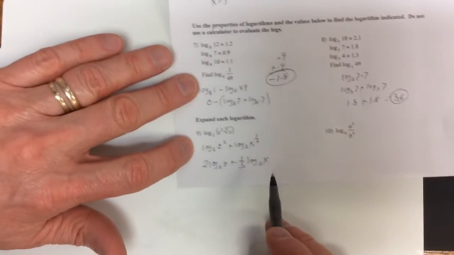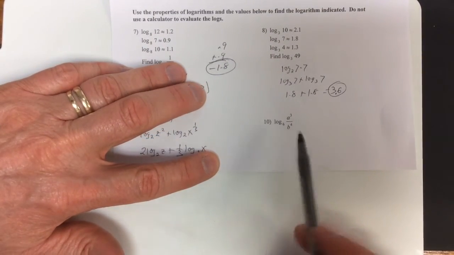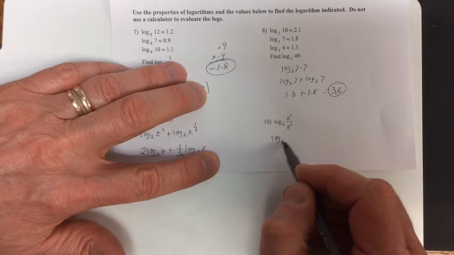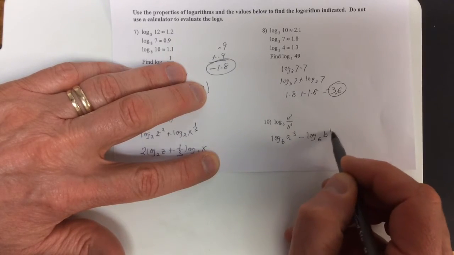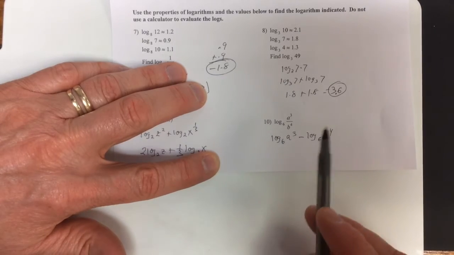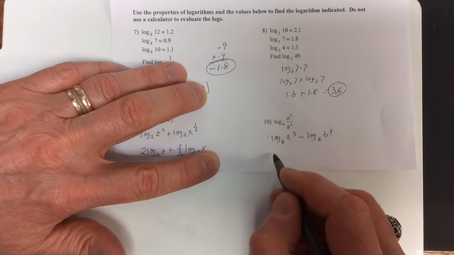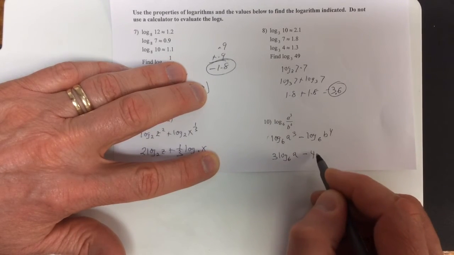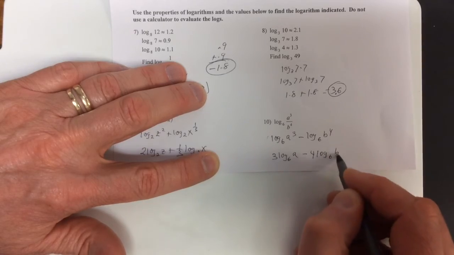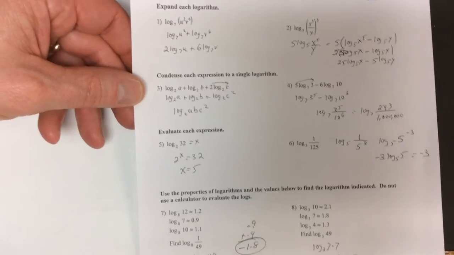That's been expanded. To expand this one, I notice I have a quotient dividing, so it's log base 6 of a cubed minus log base 6 of b to the 4th power. I'm going to deal with the power rule because of the powers, so bring the power up front. 3 log base 6 of a minus 4 log base 6 of b. And that is a quick review of the last quiz that you took.